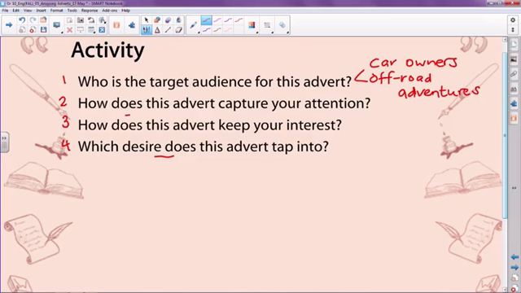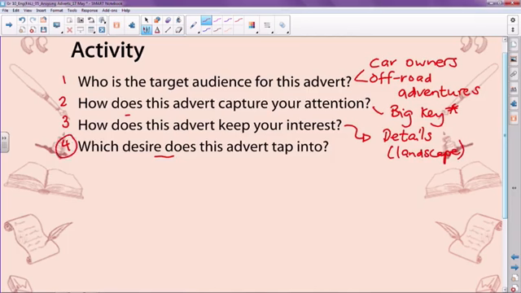How does this advert capture your attention? You would definitely say the big image of the key. Okay, that's quite striking. How does it keep your interest? Well, then you have the details of the key to look at. You have the landscape, for instance. All right. And then you also have the writing where it says turn on your adventure. And then finally, which desire does this advert tap into? Perhaps your desire for adventure.